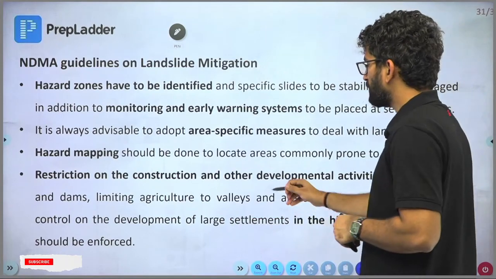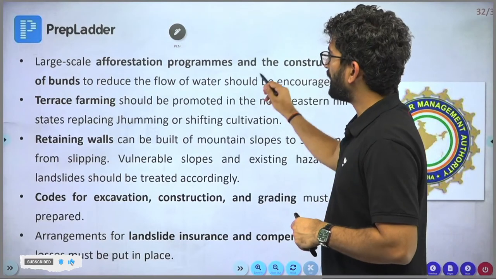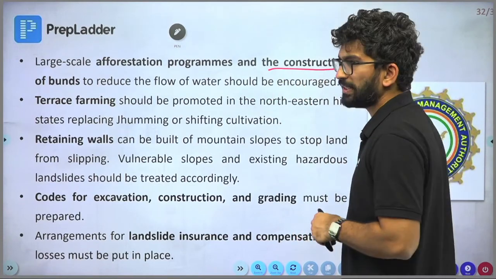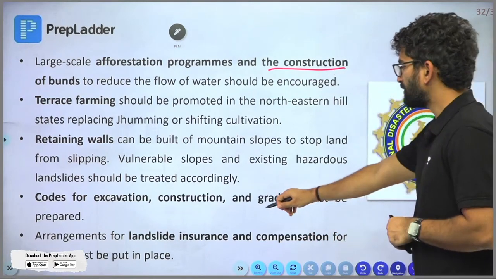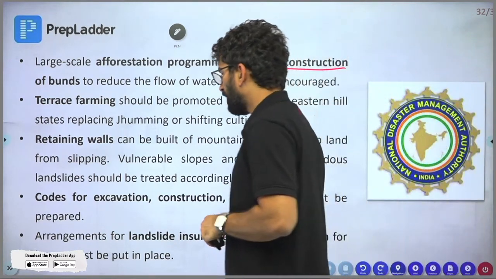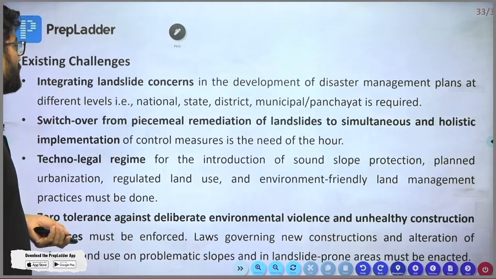Restriction on construction and other development activities in the critical areas. Along with that, a large-scale afforestation program and construction of bunds, terrace farming, retaining walls, and codes for excavation, construction and grading. And along with that, arrangements for landslide insurance and compensation. These are some of the steps which are there.